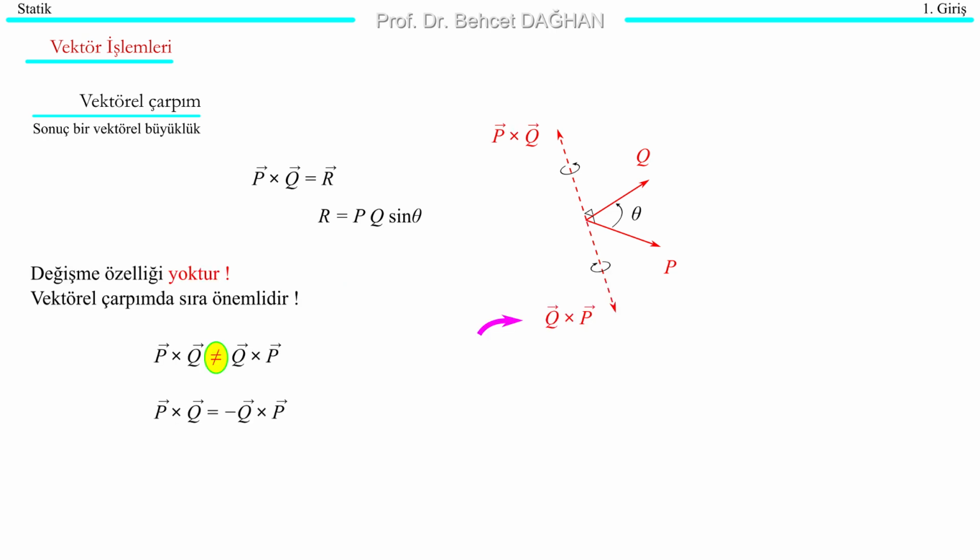The cross product is not commutative because if we interchange p and q, the resulting vector changes direction. p times q is not equal to q times p. Their magnitudes are equal, but their directions are opposite.